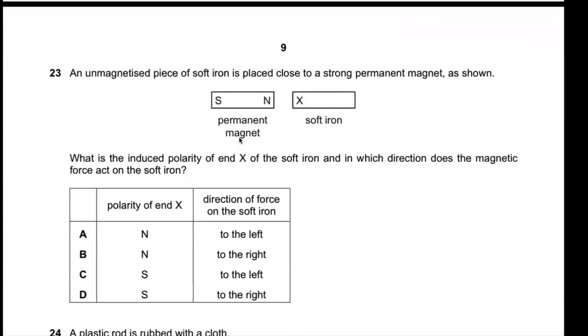Let's see 23 now. So permanent magnet, soft iron. So the polarity at X is definitely going to be something which causes attraction. So north is the closer end to it, so it must be a south. And the direction of force on the soft iron, because of the attractive nature of induced magnetism, is going to be to the left. So that's going to be C.